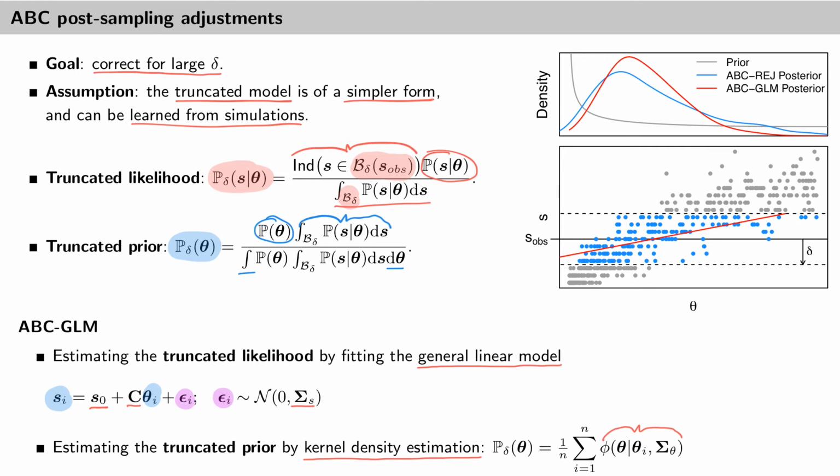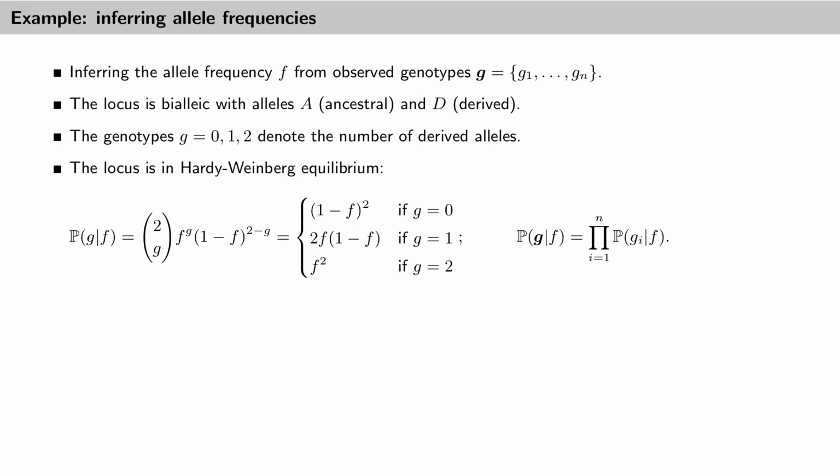But let us next quantify the improvement of ABC-GLM over ABC rejection using a more sophisticated example, but still one for which we can actually calculate the analytical true posterior so we can judge the improvement. Let us revisit the case of inferring the allele frequency f from genotypes observed for n individuals. The locus concerned shall be biallelic with two alleles, an ancestral and a derived one. And further, let the genotypes 0, 1, and 2 denote the number of derived alleles observed.